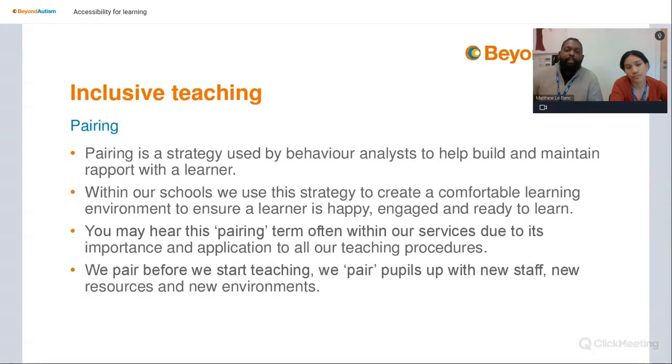Okay, so for this segment of our training, we'll be solely focusing on pairing and how that is effective in inclusive teaching. So pairing is a strategy that is used by behaviour analysts to help build and maintain rapport with the learner. So within our schools, we use this strategy to create a comfortable learning environment to ensure the learner is happy, engaged, and ready to learn. So it's all about building rapport with the learner, making sure they're ready, they're comfortable, and they're willing to follow demands and instructions from the person that's leading the session.